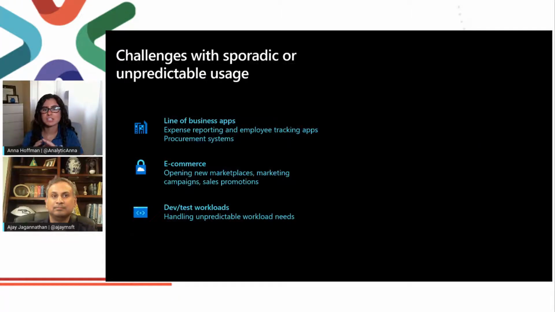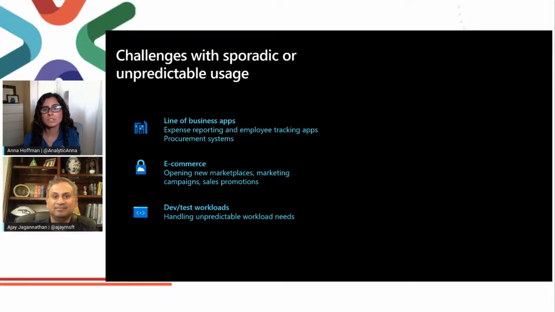Now let's imagine a scenario. Let's say I work for a company and we have a line of business expense reporting application. This application doesn't get used a ton on a regular basis. It does, however, see pretty big workloads that come at the end of the month where everyone's trying to get their expense reports in on time.